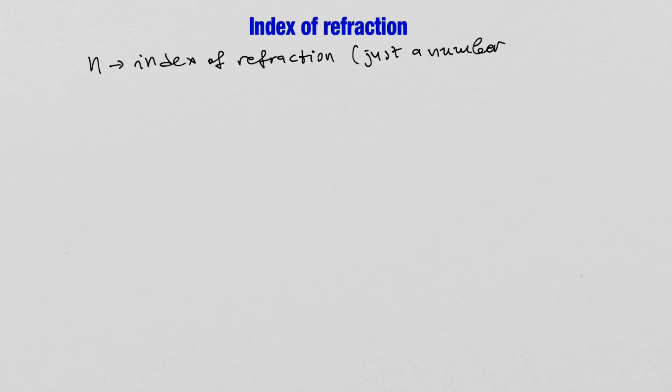The optic property that determines how light bends when it transitions from one material into another is called index of refraction. Let's discuss this property. So the index of refraction is labeled with the letter n, and as the name suggests, this is just a number. And it does not have units.